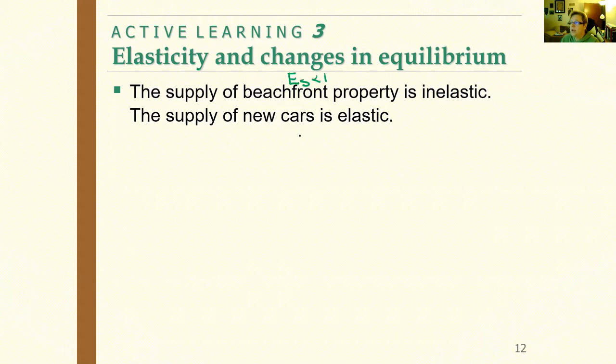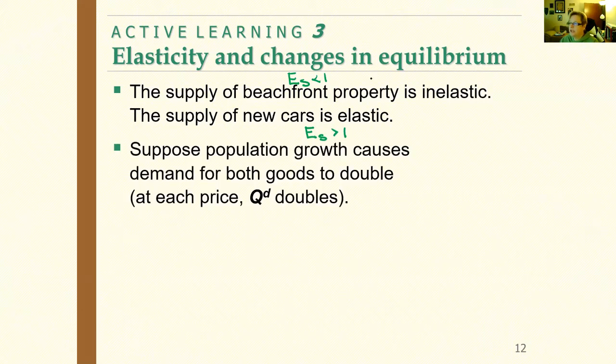The supply of new cars. If the price doubles in new cars, could you produce more if you're, say, GM? The answer is yeah, you could. So that tends to be, in looking at these two products, more elastic or greater than 1. Now, suppose population growth causes demand for both goods to double. All right, so what does that mean? If demand doubles or shifts outward, the price is going to increase.